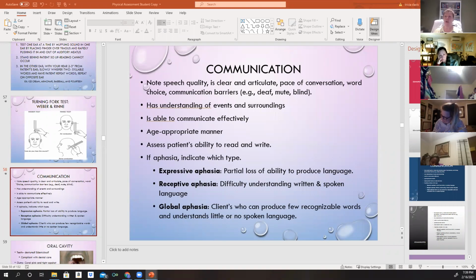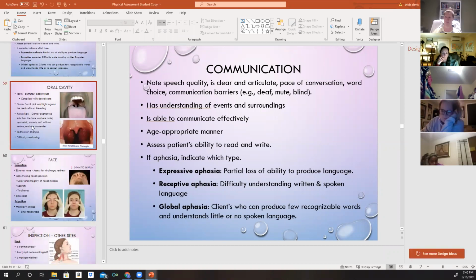If they have aphasia, you want to be able to document what type. Expressive aphasia is that partial loss of ability to produce language or the right words. Receptive aphasia is when they have difficulty understanding written and spoken words. And then global aphasia is when clients can produce very few recognizable words and understand little or no spoken language at all. And these are really seen with our patients who've had strokes. This is where you see a lot of those issues.